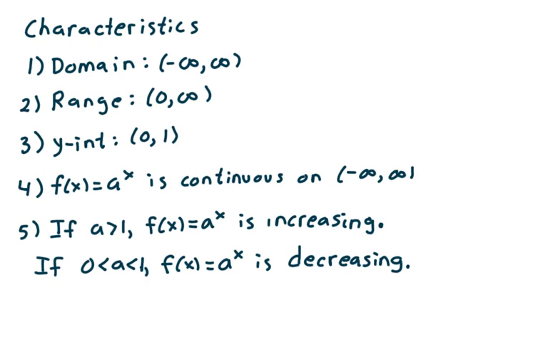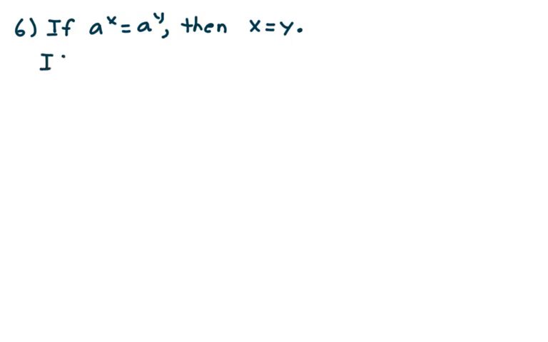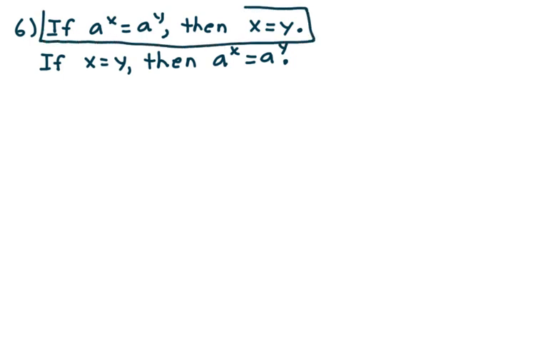And I got one more property I want to go over with you. Number 6. If a to the x equals a to the y, then it follows that x has no choice but to equal y. Conversely, it turns out if x equals y, then a to the x must be equal to a to the y. And this is one I'm going to take full advantage of for several examples.